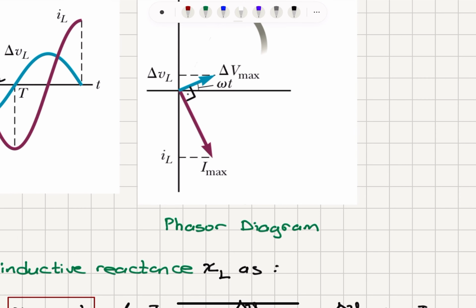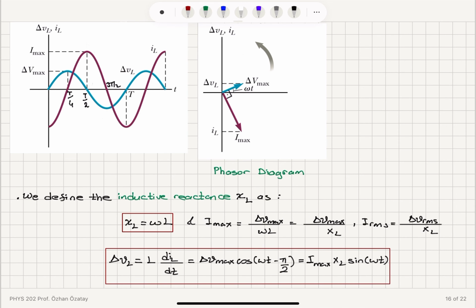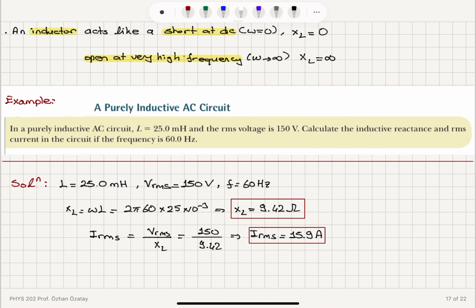And this is the phasor diagram, where if I draw a voltage phasor like this, then I have to go in the clockwise direction 90 degrees to plot my current phasor. And from this frequency-dependent resistance, I have discovered that the inductor is a short at DC and an open circuit at very high frequency.